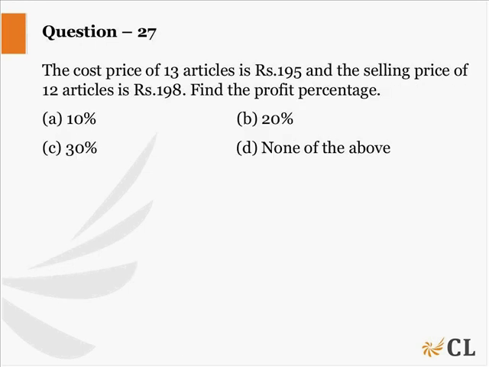27, any doubt? Should I discuss it? This simply gives you cost price and selling price of one article. You can straight away find the profit percentage. Cost price of 13 articles is equal to 195. That means cost price is nothing but 15 rupees. This gives you selling price of 12 articles is 198. This gives you selling price of one article is nothing but 16. Sorry, not 16. It is 16.5. Right. You got cost price, you got selling price, you can easily find the profit percentage.